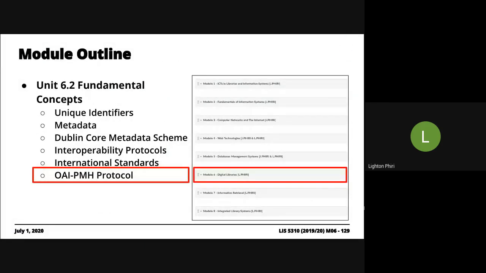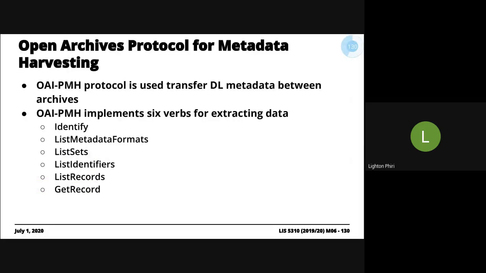So we're just going to quickly go through the OAI-PMH protocol as a case, like I said. The protocol is typically used to transfer digital library metadata between archives. It's a very simple protocol that is implemented with so-called verbs. There are six verbs, and collectively they allow you to access specific types of information associated with a remote digital library system.